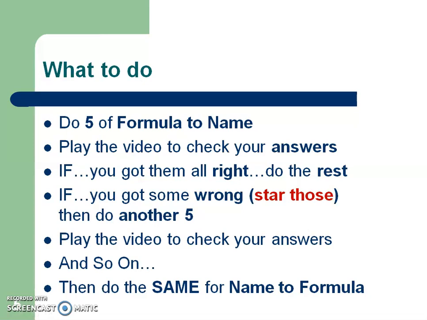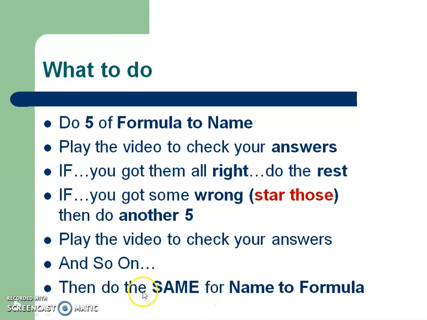Do the first five of formula to name. Then you're going to play the video to check your answers. If you got all those right, you probably can do the rest of those formulas to name pretty confidently. However, if you got some wrong, star the ones you got wrong if you still don't understand why you got them wrong. Then do another 5. Then play the video and check your answers. So you're going to do this over and over and over again until you kind of get them, hopefully understand and get all 5 right at one shot.